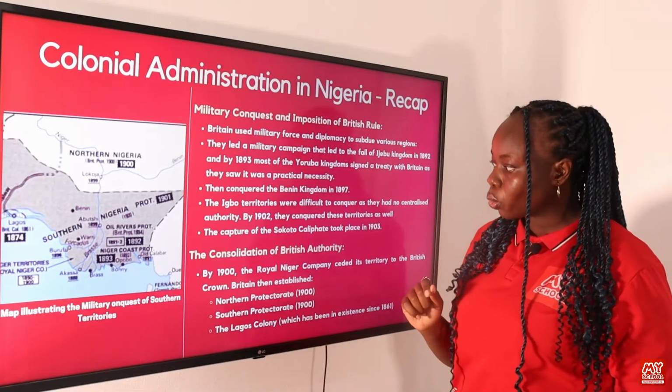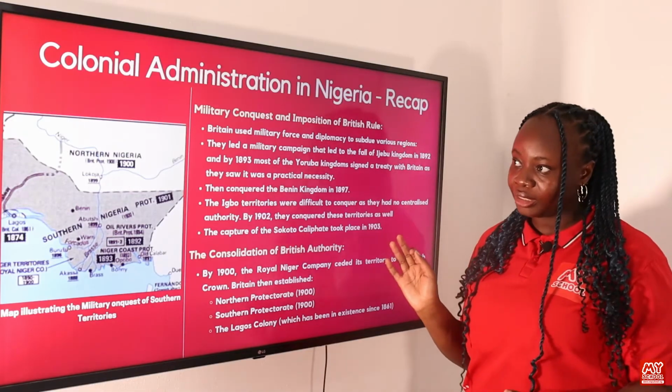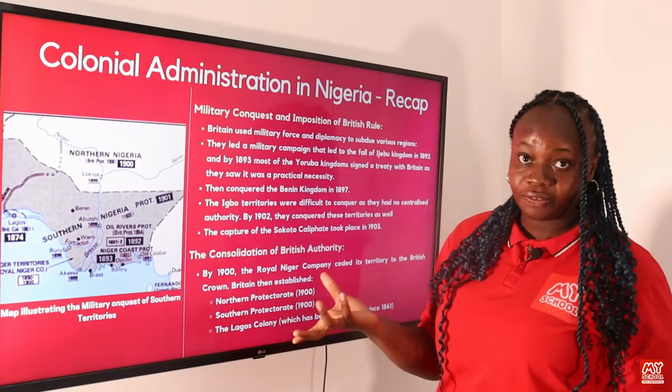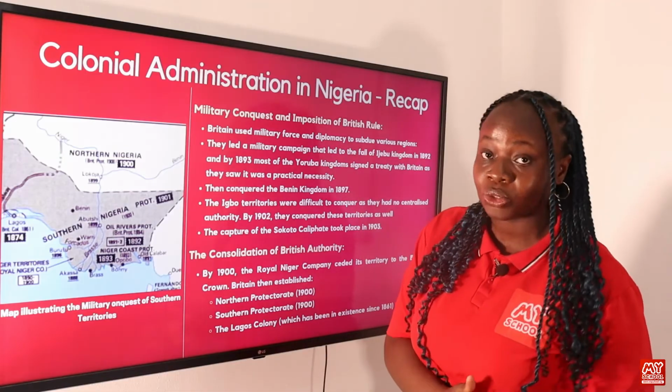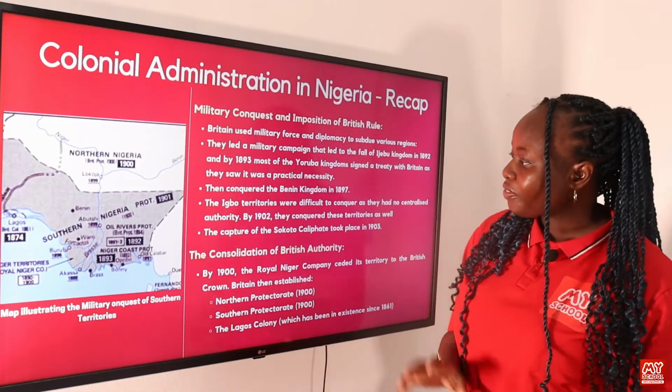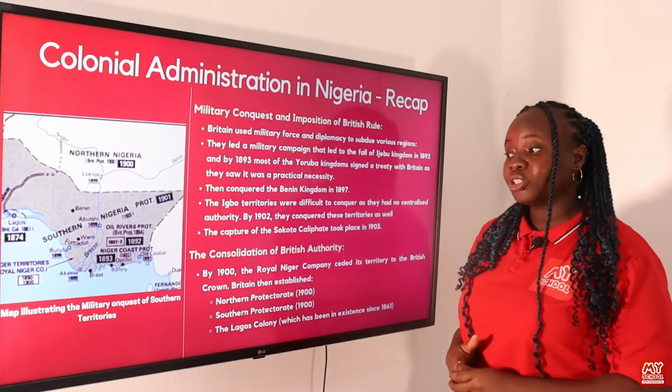So the capture of the Sokoto Caliphate took place in 1903. By the Sokoto Caliphate, we mean most of the regions in northern Nigeria. So after that, there was a consolidation of the British authority.